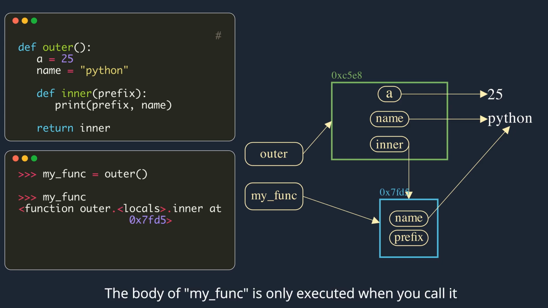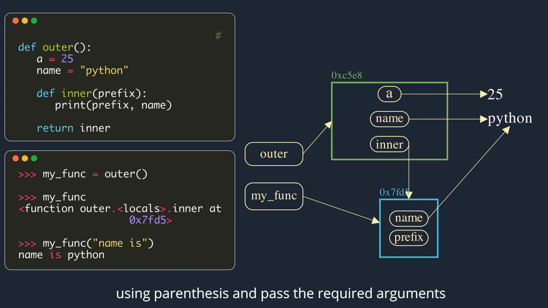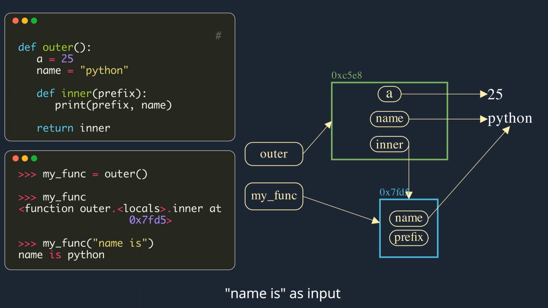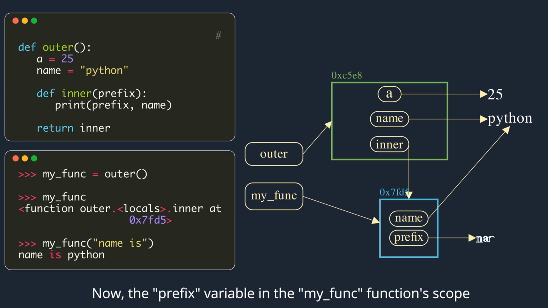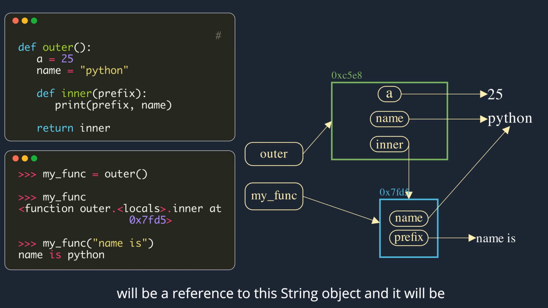The body of my_func is only executed when you call it using parenthesis and pass the required arguments. Here we are calling my_func with the string name as input. Now, the prefix variable in the my_func function scope will be a reference to this string object, and it will be printed together with the value of the name variable.